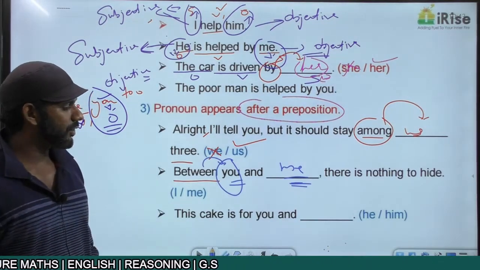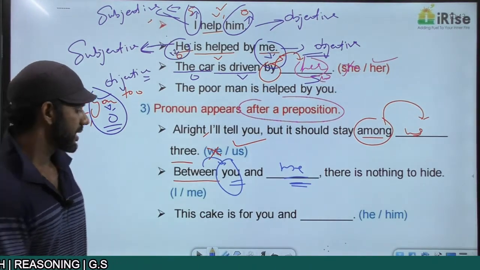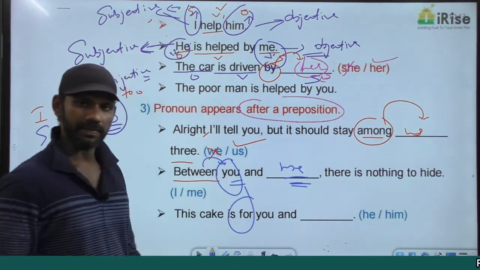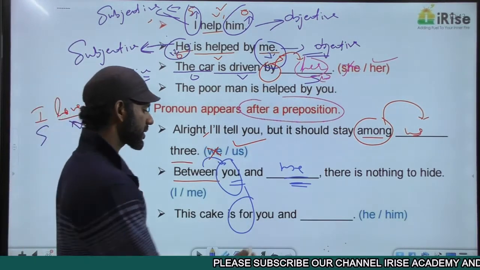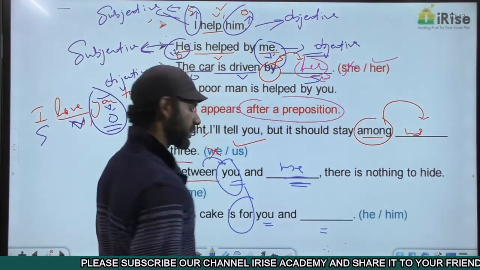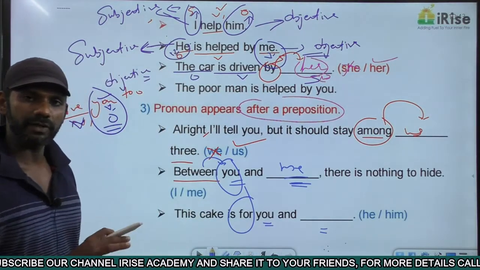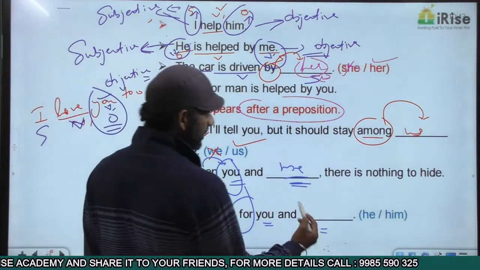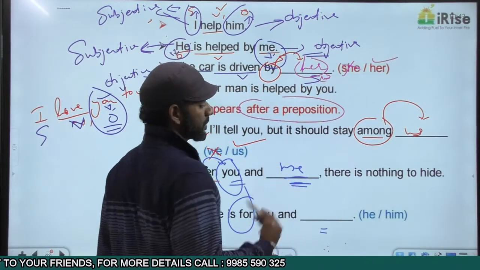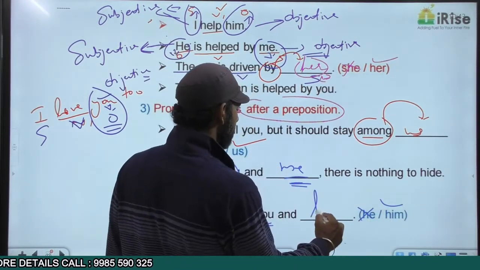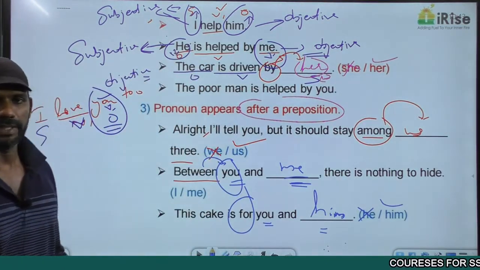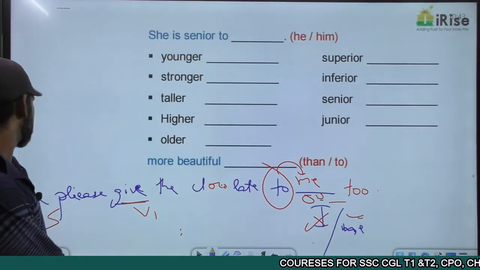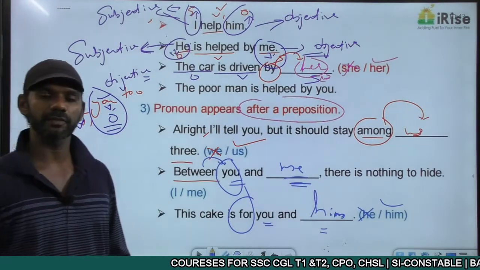This cake is for you and dash. For is a preposition. And in this sentence as well, we have two pronouns coming after the preposition. One is you and the other one is a blank. Any pronoun coming after a preposition must be in the objective form. So this blank must be filled with an objective pronoun. Him is objective. So this cake is for you and him. Right?